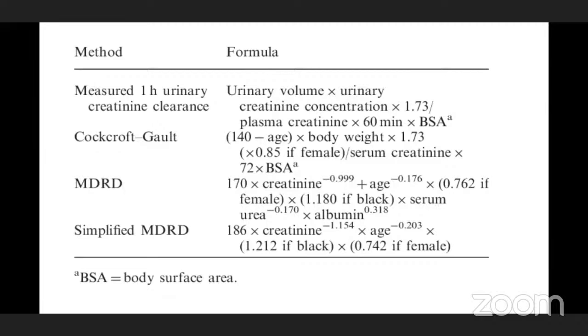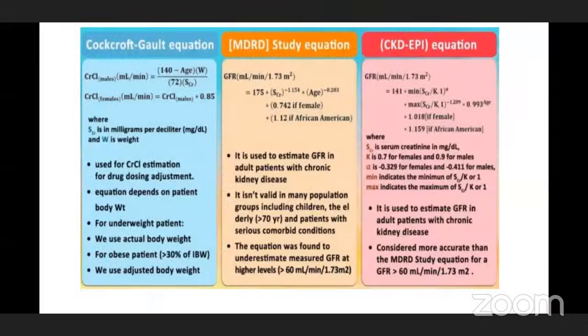Now, this is another formula for calculating Cockcroft and Gault. In this particular one, they use the body surface area also for calculating creatinine clearance. There's also another formula for calculating creatinine clearance. Basically, they all have the same formula. For females, we just multiply 140 minus age times the body weight over 72 times serum creatinine, times 0.85 if it were for a female.